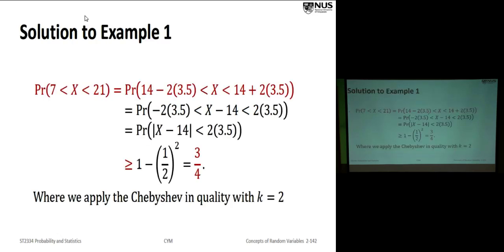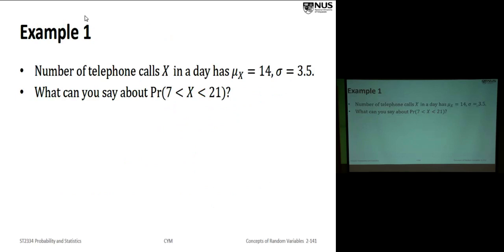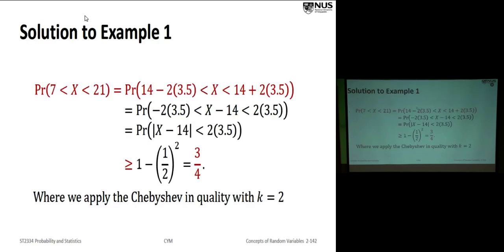Now, the probability that X lies between 7 and 21 is the same as the probability that X lies between 14 minus 2 times 3.5 and 14 plus 2 times 3.5. That looks confusing, but it's not necessarily: 2 times 3.5 is 7, 14 minus 7 is 7, and 21 is 14 plus 2 times 3.5. Why do you have those numbers in here? Well, 3.5 is the standard deviation, and 2 is going to be the k we use in Chebyshev's inequality.